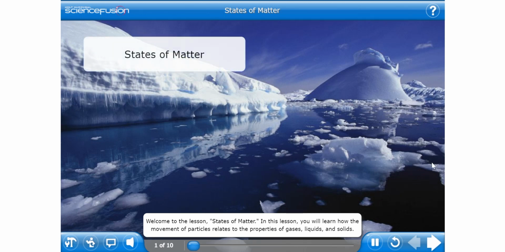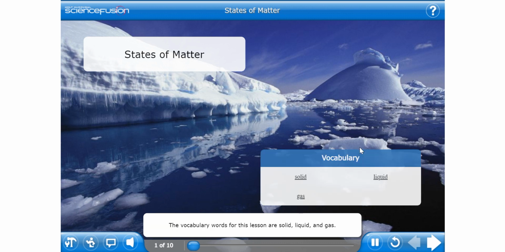Welcome to the lesson, States of Matter. In this lesson, you will learn how the movement of particles relates to the properties of gases, liquids, and solids. The vocabulary words for this lesson are solid, liquid, and gas. You can click each word to find out more about it.